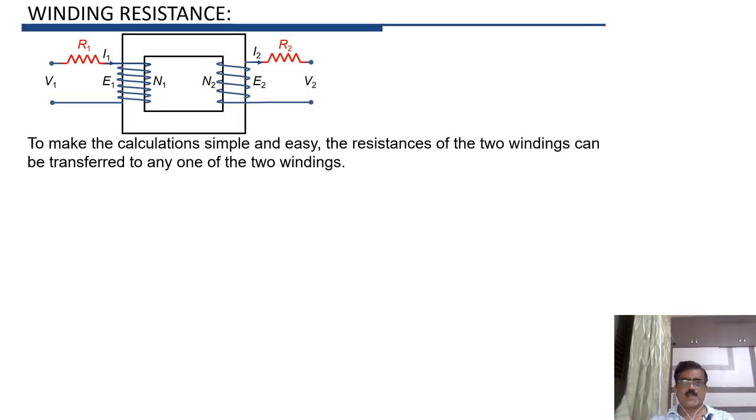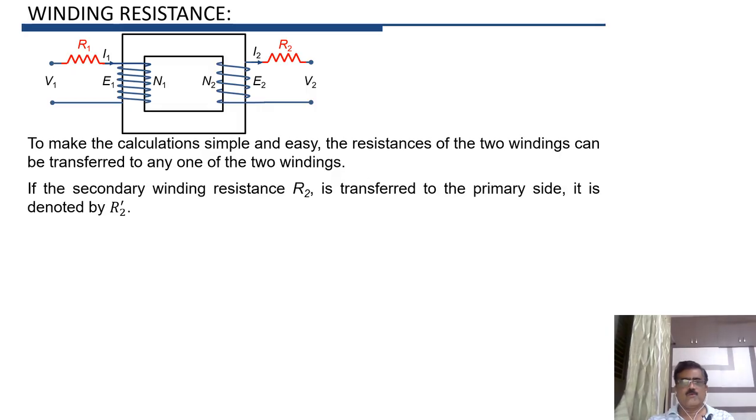Now, to make our calculations simple and easy, it is possible to transfer the resistance from one winding to the other winding. That is, R2 can be transferred from secondary to primary. Similarly, R1 can be transferred from primary to secondary. Let us first of all see how to transfer secondary resistance R2 to primary side.